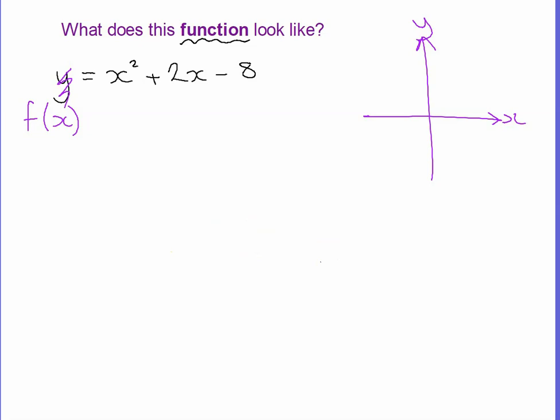So take a minute, have a think, what does this function actually look like? What's it going to look like on this axis? And when you're ready, hit play.